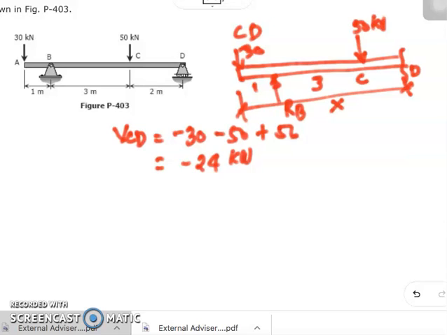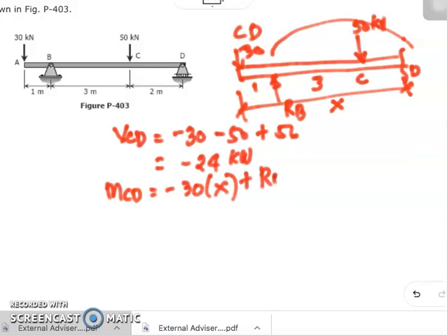Then moment CD. For the moment CD, this will be equivalent to, you have here in a counterclockwise direction, negative 30 times x. Then you have to take note that our reference point is on the cut section. So then we have plus R sub B times x minus 1. Then we have 50. This is minus 50 times x minus 4.